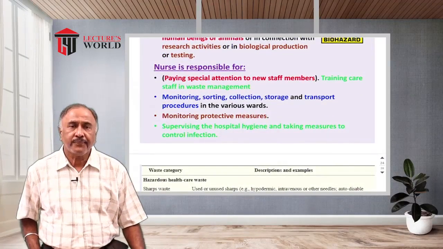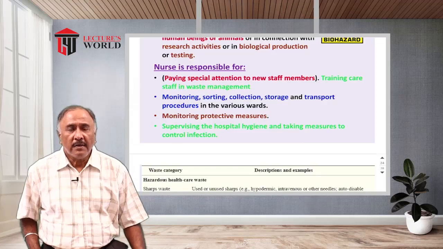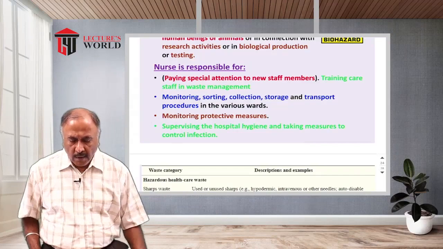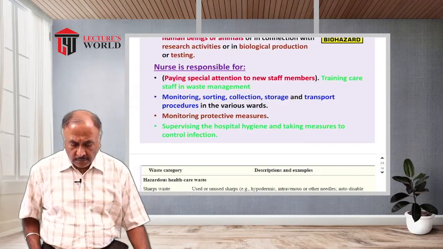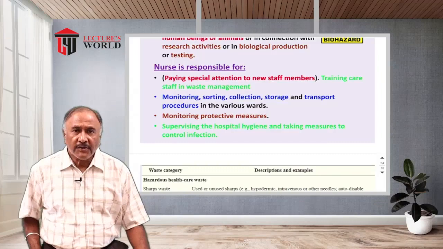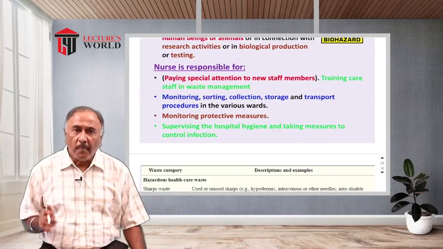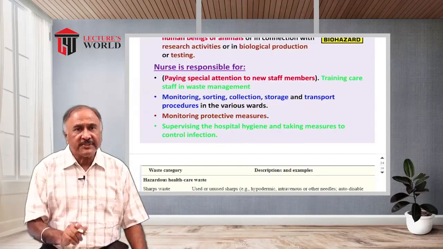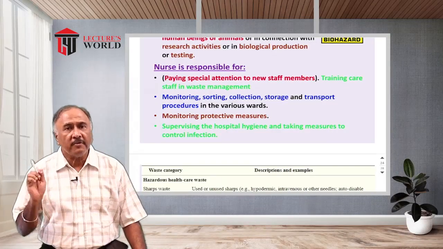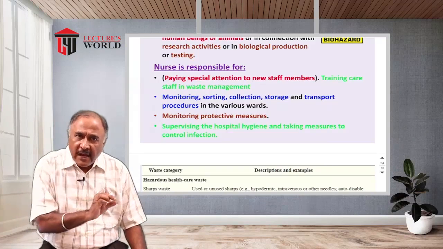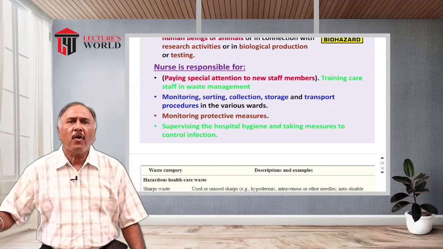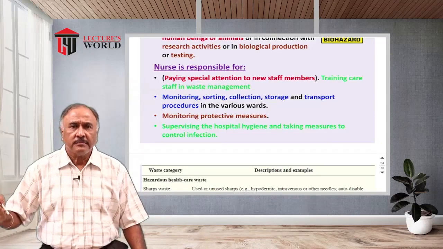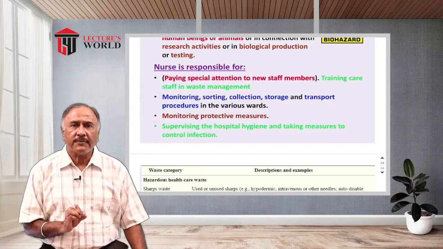Now, in what way is a nursing staff associated with this? Basically, they are associated with monitoring, sorting, collection, storage and transport procedures of this biomedical waste. It means that at each and every step of disposal of this biomedical waste, nursing staff is associated.